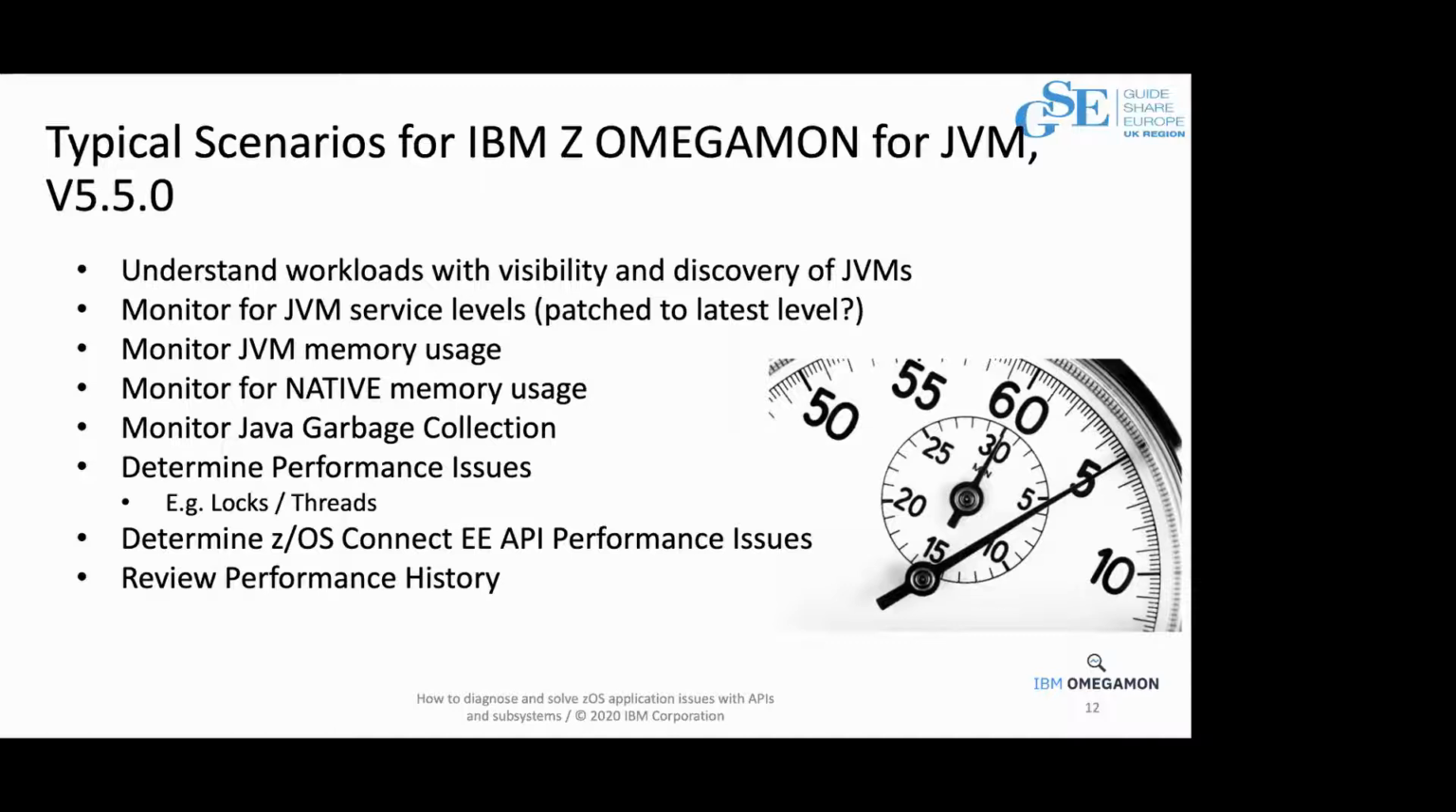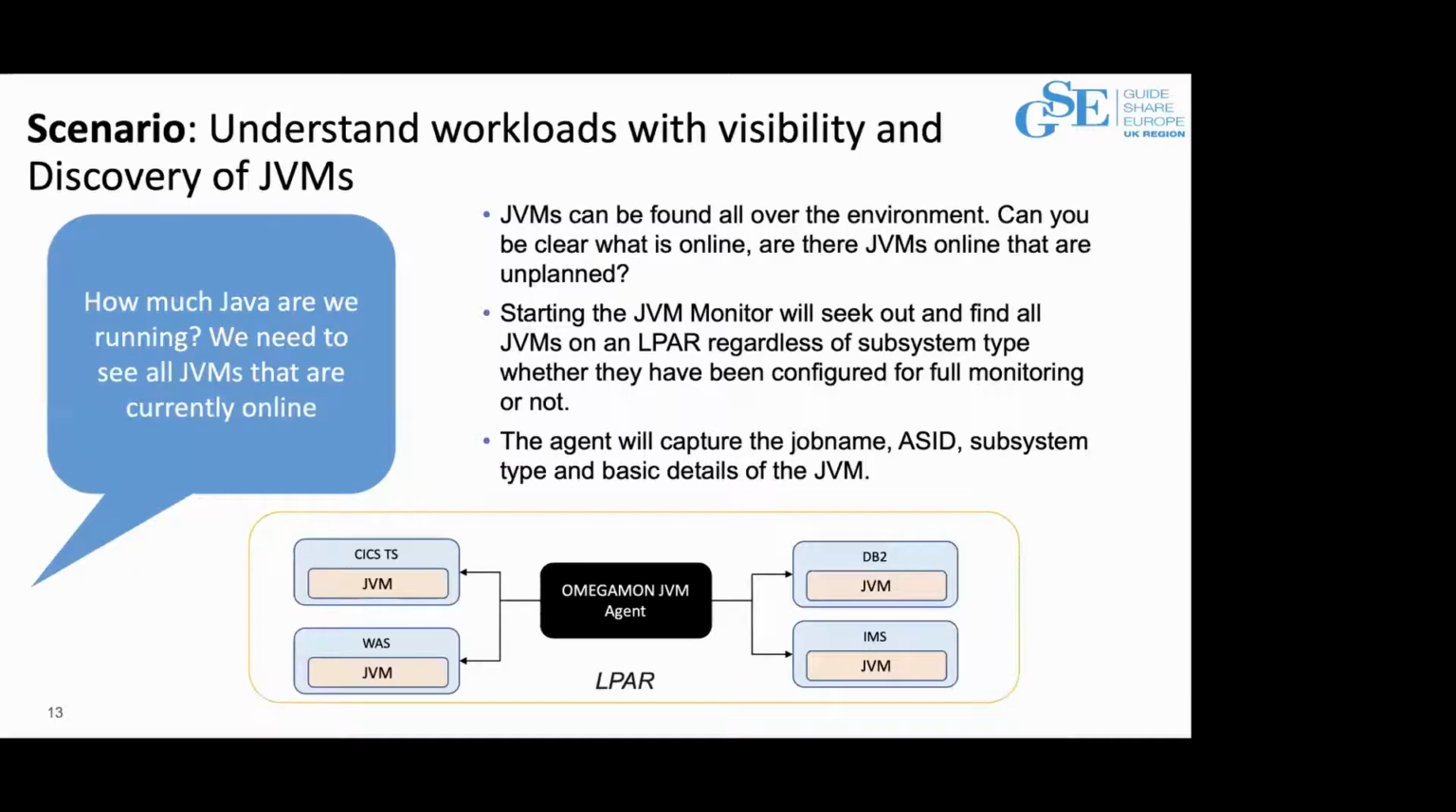Then we'll look at performance history. With the enhancement of 5.5, you can go back in time, look at history reports, and see which JVMs were running, especially on a weekend where they were cancelled, and you'll be able to catch those as well. Each metric that you see can be alerted on, so if you want to catch alerts for any of these issues or scenarios, you can do that as well.